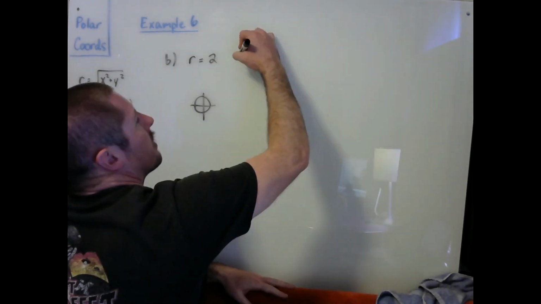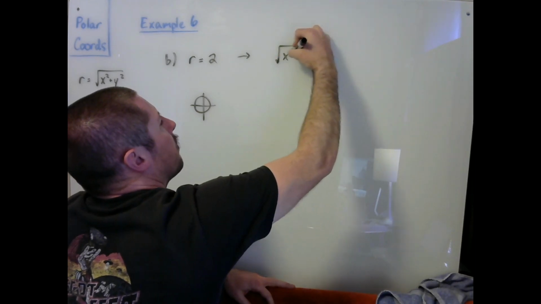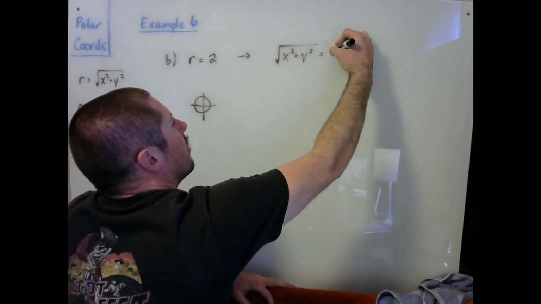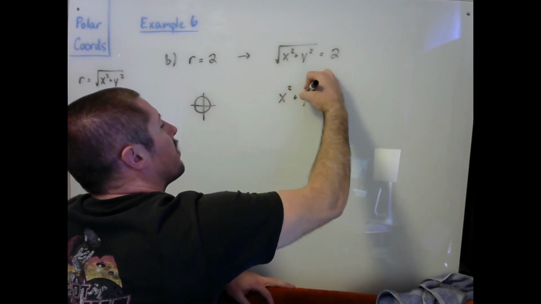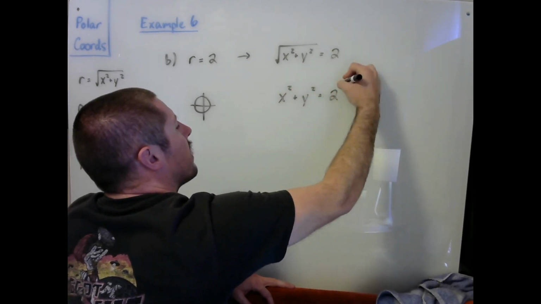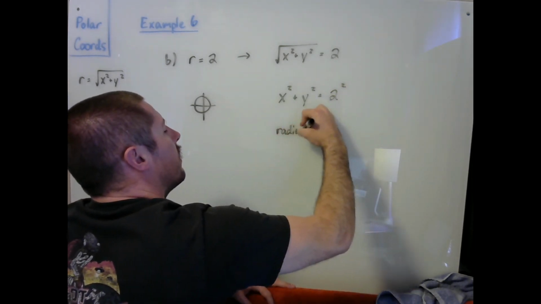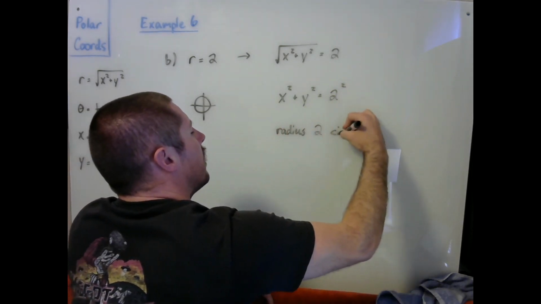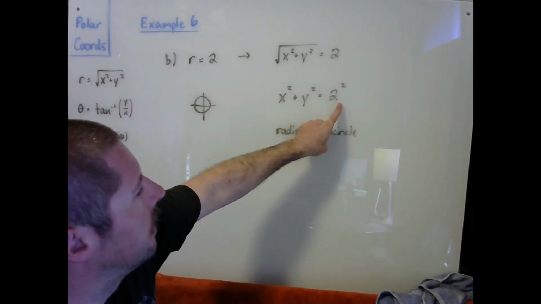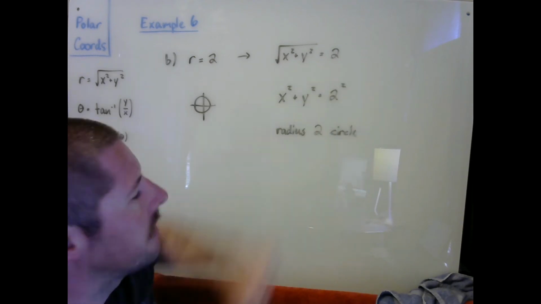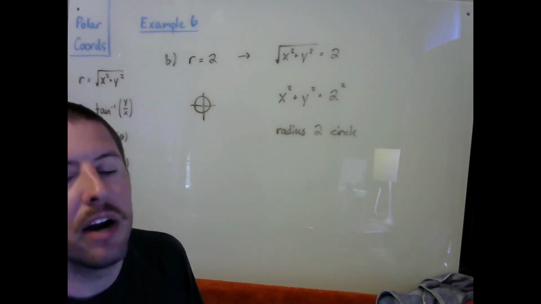If we convert this guy into rectangular, all we're going to see is square root of x squared plus y squared equals 2. And we square both sides. And I'm going to write this as x squared plus y squared equals, and I'm going to write this as 2 squared so that we see that this is a radius 2 circle. Remember that when we have x squared plus y squared equals a constant, it's actually the square root of this constant that's our radius, not the constant itself. Before we had one that was equal to 16, it had a radius of 4.